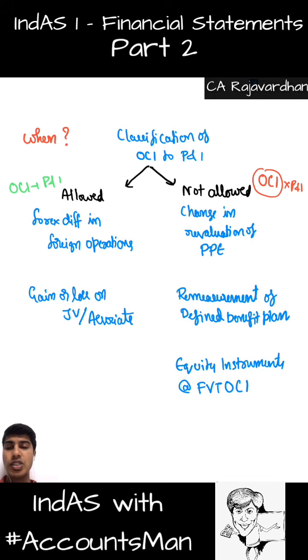So what are the items? First one is forex difference. If there is any forex difference in foreign operations, it will get classified to P&L account when it is no more notional. If there is gain or loss in joint venture or associates, again it will get transferred to P&L account over the period of time.